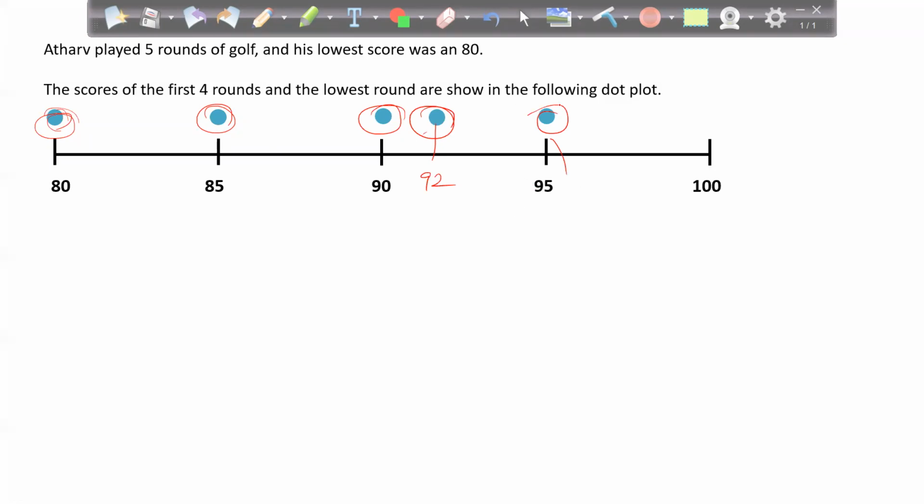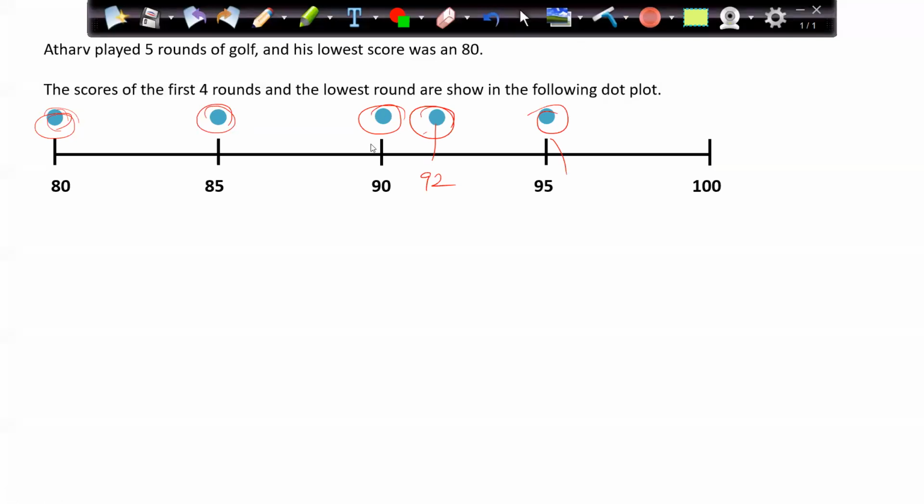So these are the scores Atharv scored in his golf game.